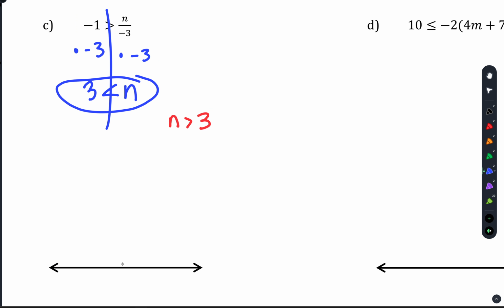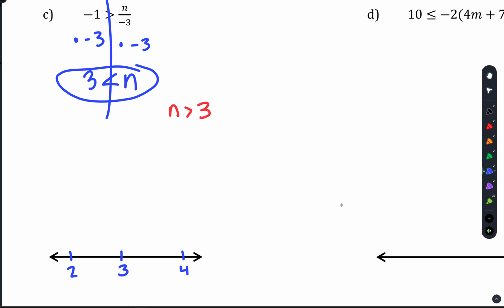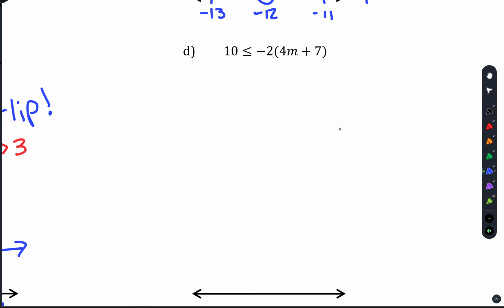I'm going to put 3 in the center. I'm going to pick a number that's smaller and a number that's bigger. Open circle or closed circle? N is greater than 3. Open or closed? Open. Left or right? We're going to face to the right. We have N is greater than 3. Perfect. Questions there? So this one we did flip our sign. Maybe make a note for yourself for the future.